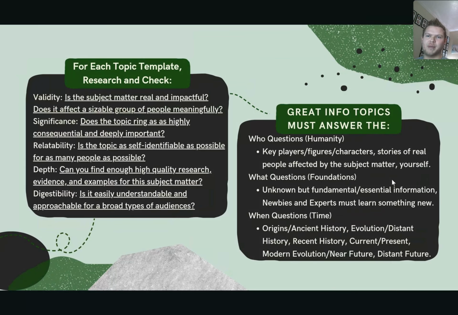Then for these 5 topic templates that you've come up with, you should ask yourself these things. Validity: is the subject matter real and impactful? Does it affect a sizable group of people meaningfully? Significance: does the topic ring as highly consequential and deeply important? Relatability: is the topic as self-identifiable as possible for as many people as possible? Depth: can you find enough high-quality research evidence and examples for this subject matter? And digestibility: is it easily understandable and approachable for broad types of audiences? If the answer to these questions about one of your topic ideas is no, then I would not use it.